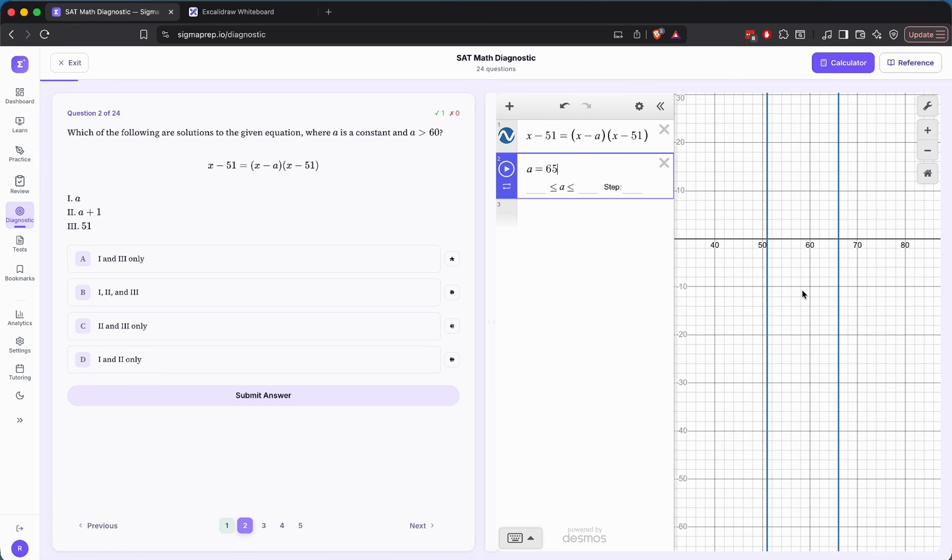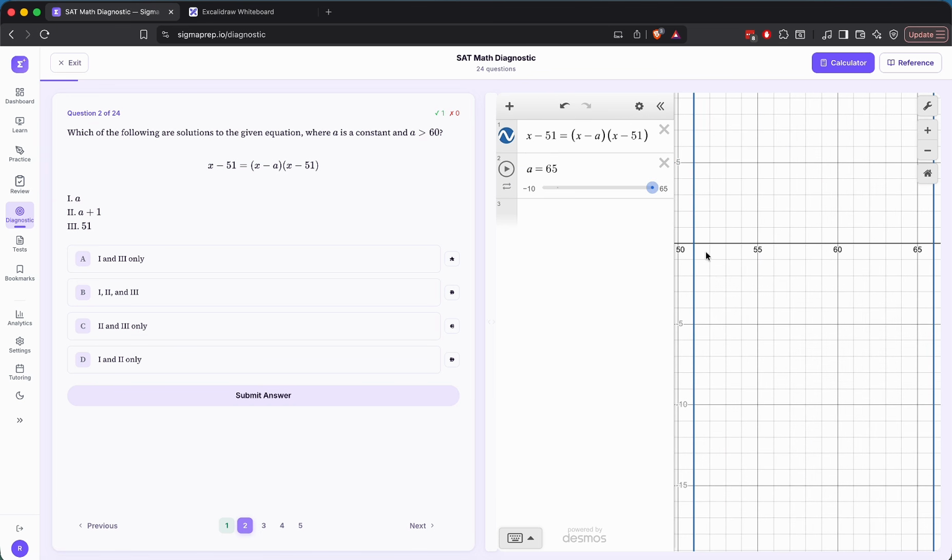I see my 2 solutions. Let me see what they are. Usually you can click on them. Yeah, here I can click on them. So 51 and 66. So what's my answer? Well, definitely 51, number 3. And how about the 66? Well, that depends on A. A was 65, so Roman numeral 2 here would represent 66. So we got 2 and 3 only.